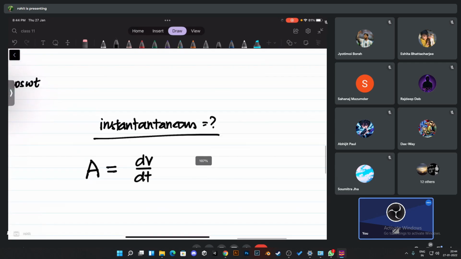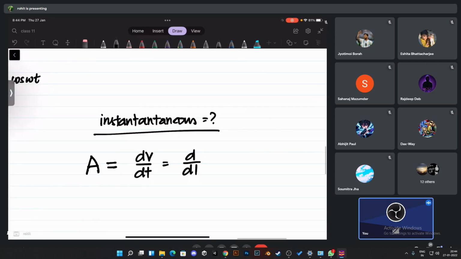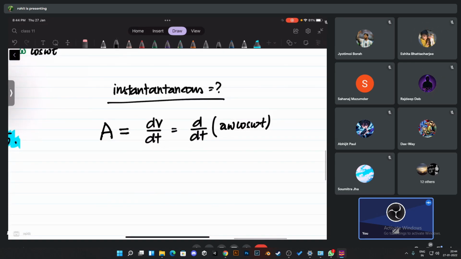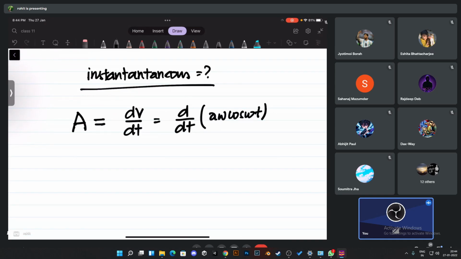So I'm going to write d by dt of a omega cos omega t. This is the velocity time relation. I'm using that. You cannot use the velocity position relation, otherwise you'll end up with a problem, because you have to bring in time. So tell me now again, guys, which one is constant here? a and omega. A is constant, omega is constant. So what will be inside the differentiation? Cos omega t.